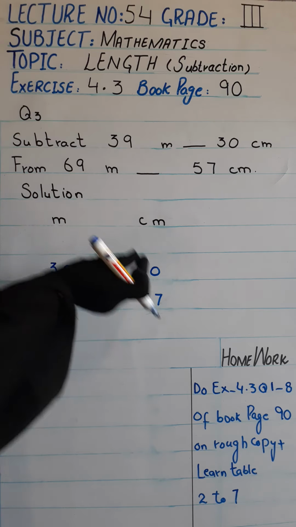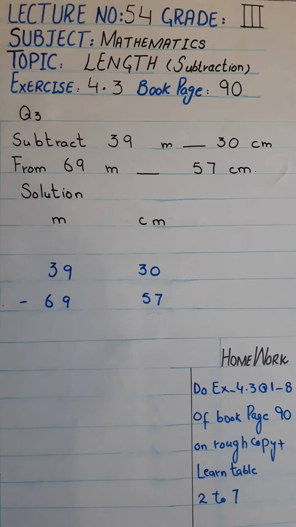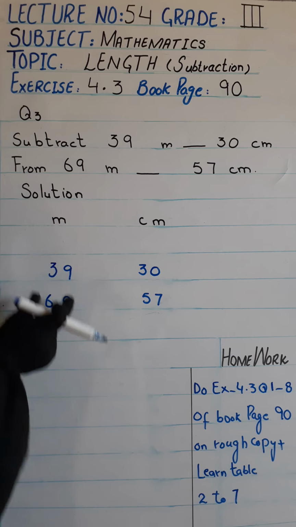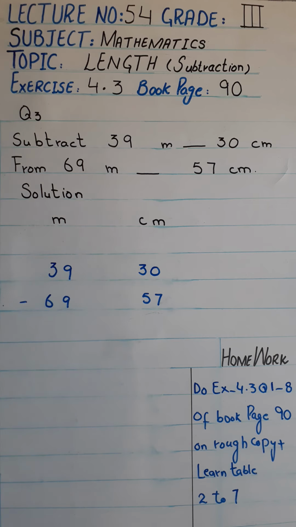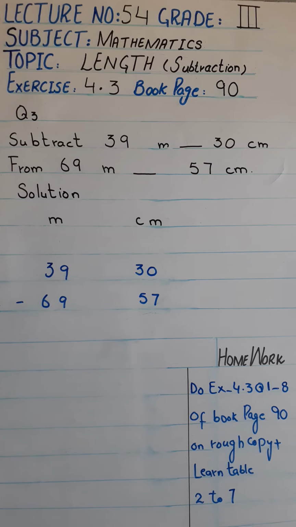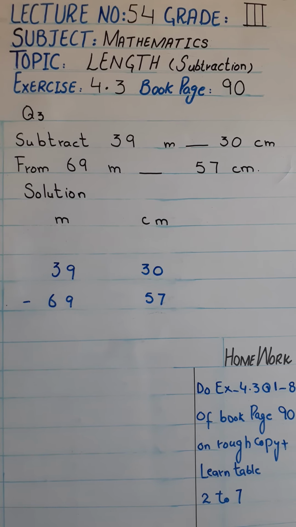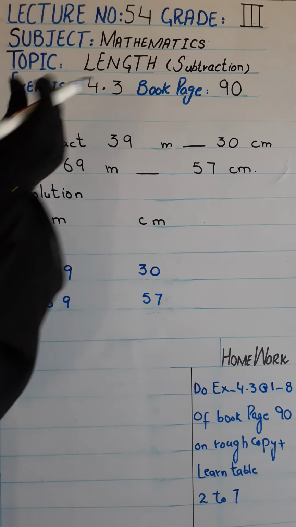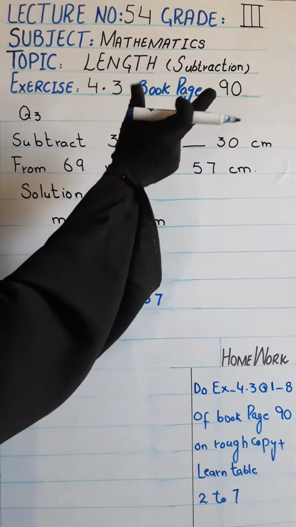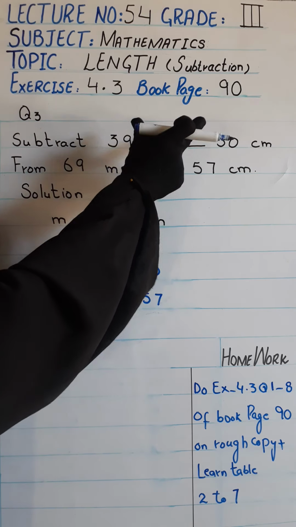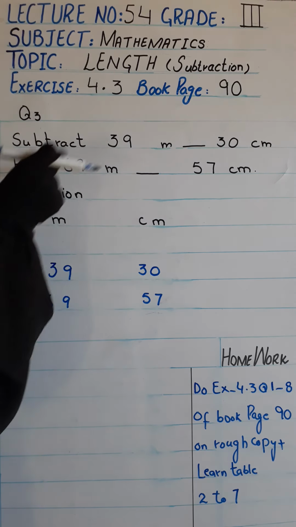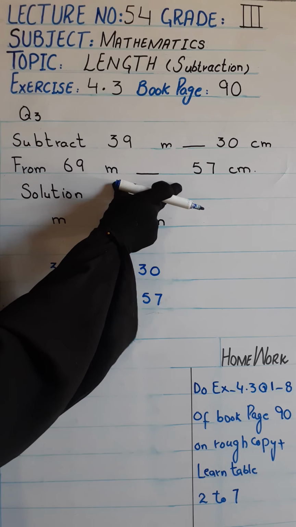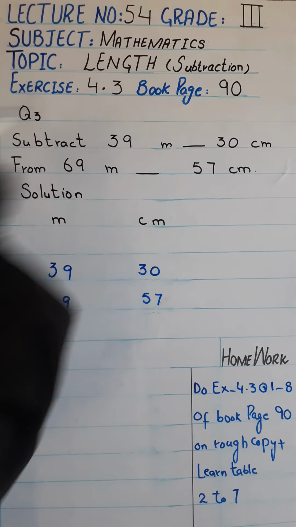Look here. How can you subtract 57 from 30? And how can you subtract 69 from 39? How can you subtract a smaller number from the greater one? It's not correct, students. When the question is given like this, just focus on the question. Subtract this number, the second number, from this number, the first one. This number is the first one.